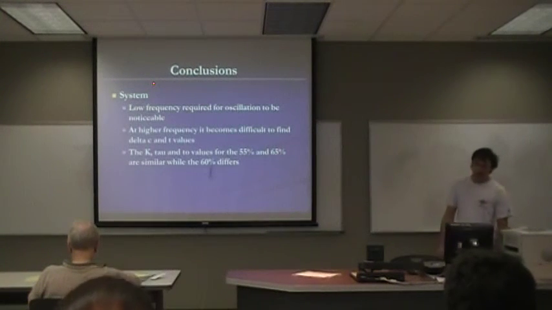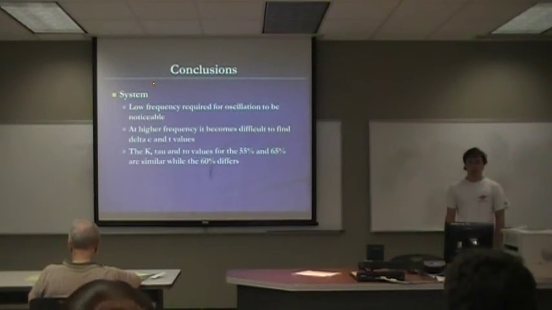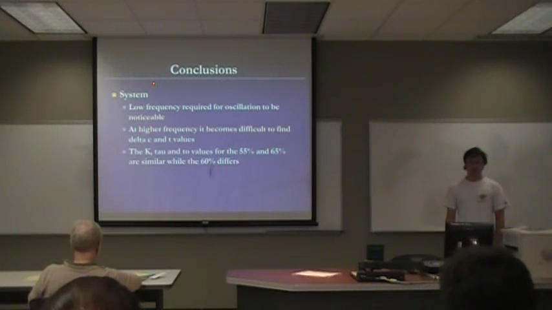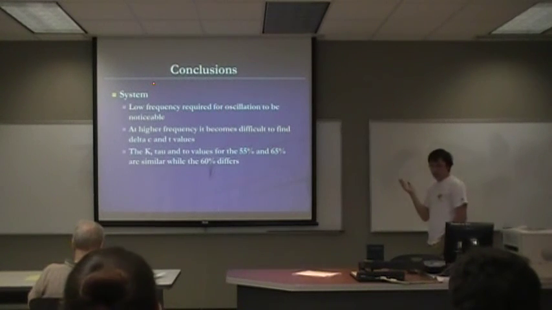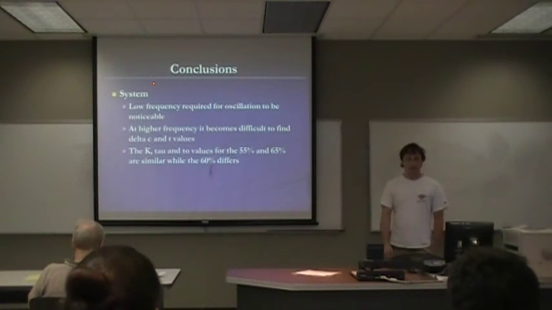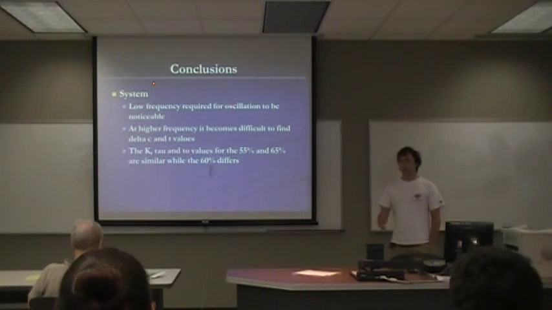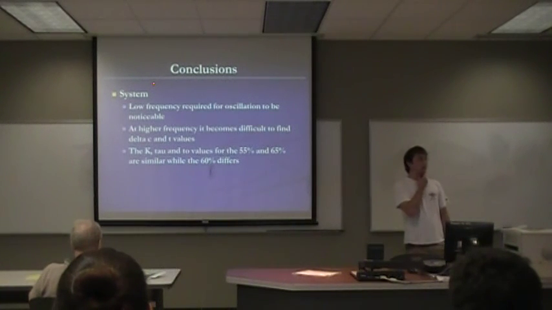So in conclusion, we have to have a very low frequency for our system to be able to model it in terms of the frequency response. At higher frequencies, we can't find delta C and T values. We also noticed that the 55%, 60% and 65% baselines are somewhat similar, and obviously differ because of different baseline inputs. However, the 60% differed and did not follow a linear pattern with the rest of the results.